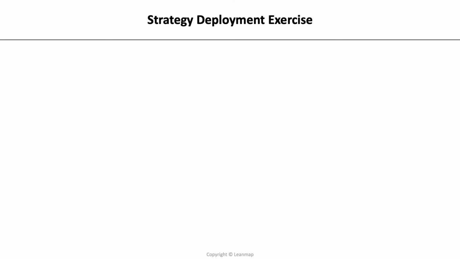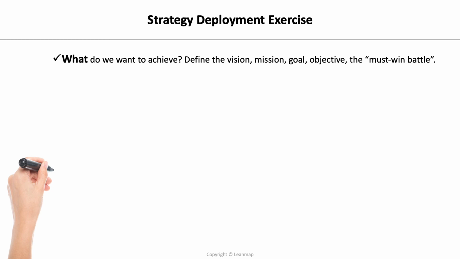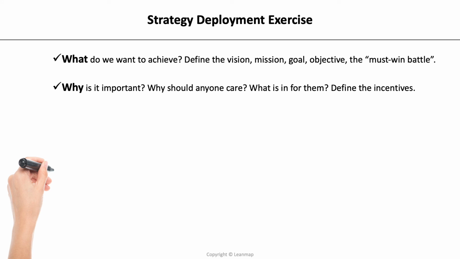Strategy deployment exercise. To start your session, you need to define 7 key points. Number 1. What do we want to achieve? Define the vision, mission, goal, objective, the must-win battle. Why is it important? Why should anyone care? What is in it for them? Define the incentives.